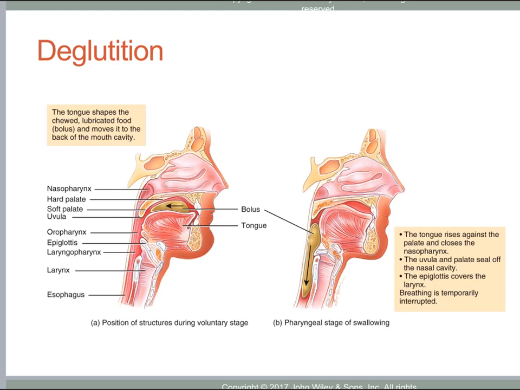Deglutition. So we already assigned a word to this, meaning swallowing. So the tongue is going to shape that chewed and lubricated food, that bolus. As it moves it to the back of the mouth cavity, it will rise against the palate, closing the nasopharynx with that uvula to make sure food does not go back up there. And the epiglottis is going to cover the larynx in one fell swoop. Breathing will be interrupted as that bolus moves down the esophagus, following skeletal muscle contractions, peristaltic waves as we continue past the laryngopharynx, the pharyngeal stage, down and further down into the esophagus.